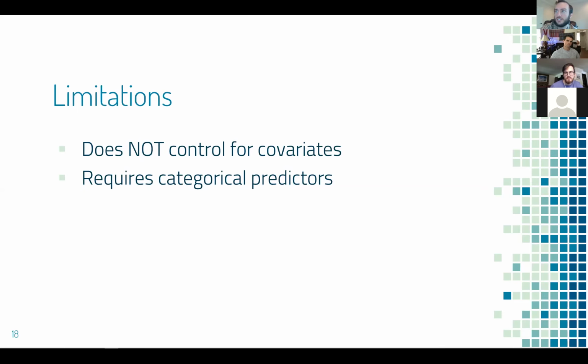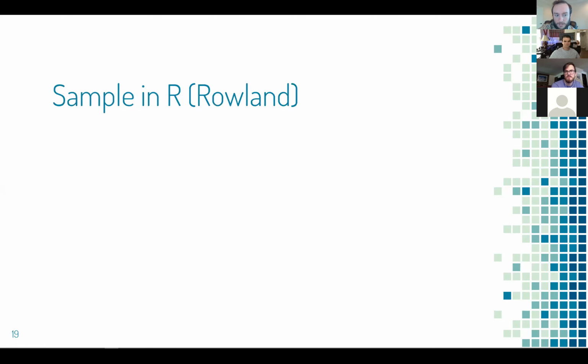And then limitations of this methodology are that it doesn't control for other variables, if you want to include those. And then it requires categorical predictors. So what does that mean? So for instance, of the AIDS example I just gave, you could split that up into a homeless and non-homeless population. And then you'd have 2 curves for each of those populations. Okay, and so now Roland is going to, I think, do an example in R for us.